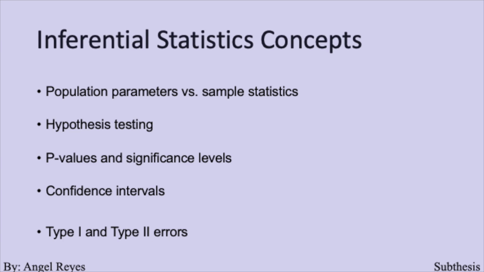Researchers must balance type 1 errors, falsely rejecting a true null hypothesis, against type 2 errors, failing to reject a false null hypothesis. These concepts form the foundation of statistical inference in healthcare research. Researchers employ various statistical tests depending on research questions and data characteristics.